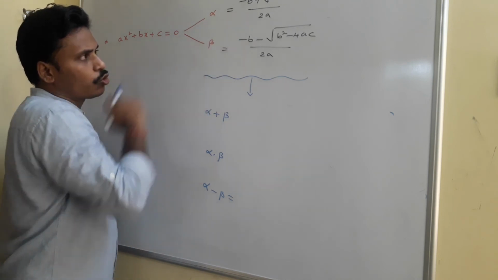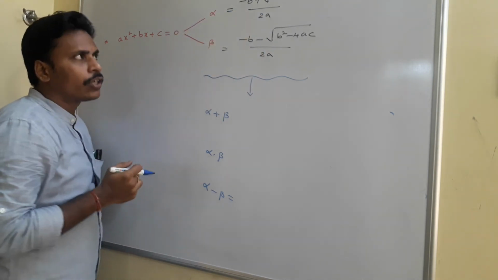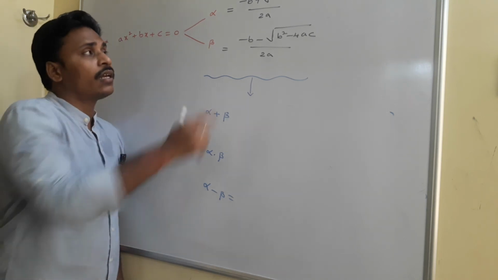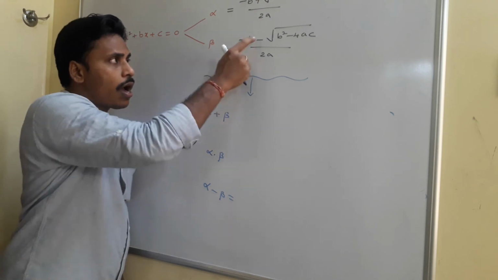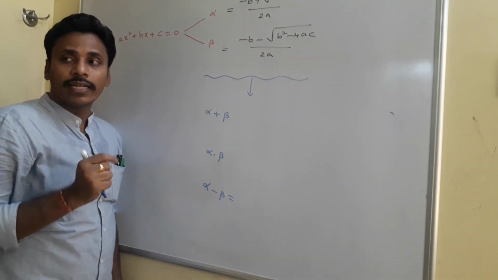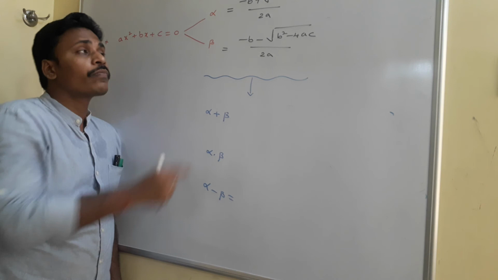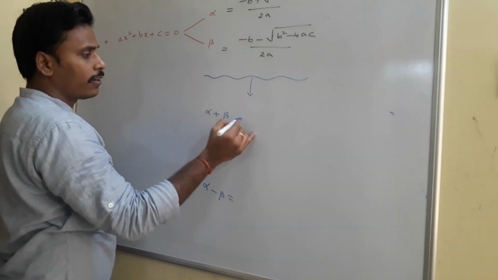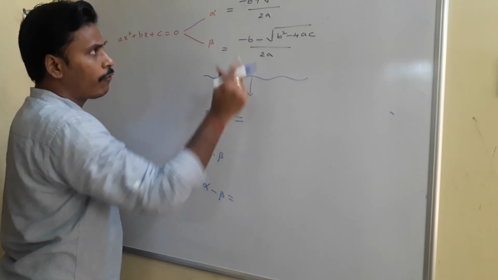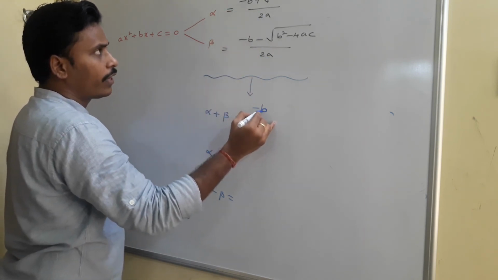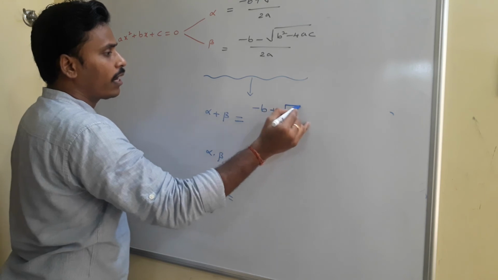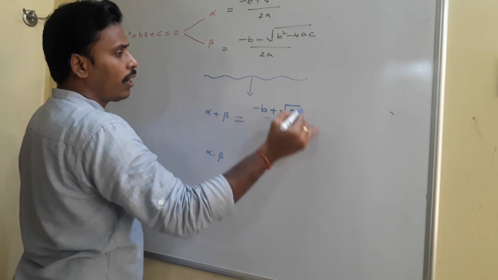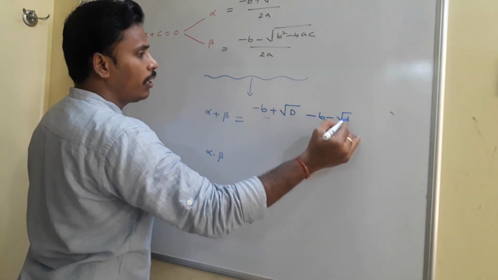See, we need to add these two. The denominators are the same, so it's enough to add the numerators. While adding the numerators, this plus square root value and minus square root value get cancelled. Then you are left with minus b and minus b here, right? Then alpha and beta we are adding, okay? The denominators are the same. The numerator is minus b plus root d by 2a, and this is minus b minus root d by 2a.